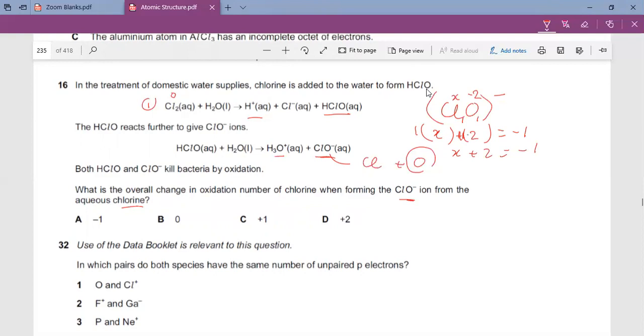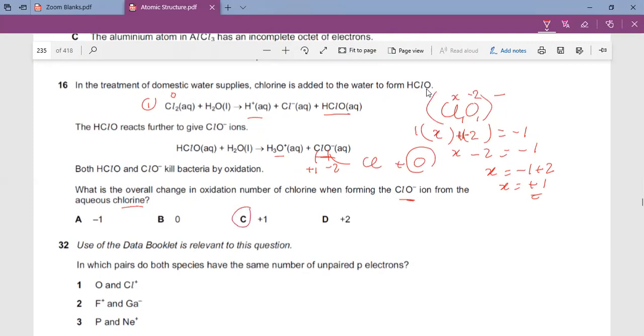Sorry, -2 here. I say you don't make a mistake. Sorry, Mr. Lai is idiotic. So sometimes signs are very important. Even I make mistakes, so just be careful. So here is -2. So X equals what? -1 plus 2. X equals +1. So the chlorine here is +1, with the oxygen -2. So what is the overall change? From 0 to +1, isn't it? So this is the one.